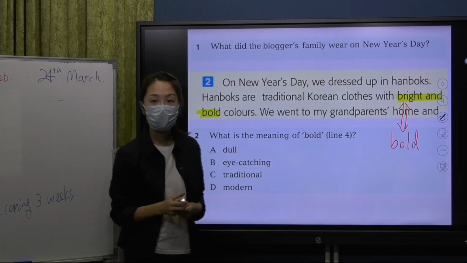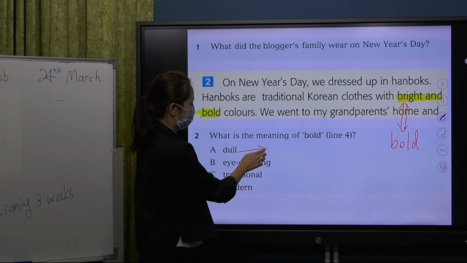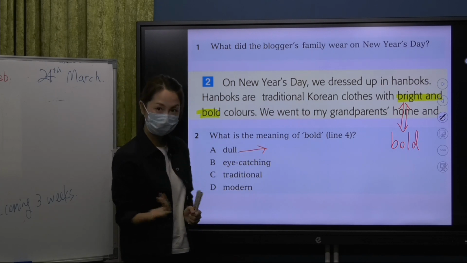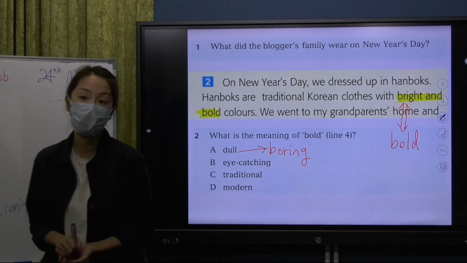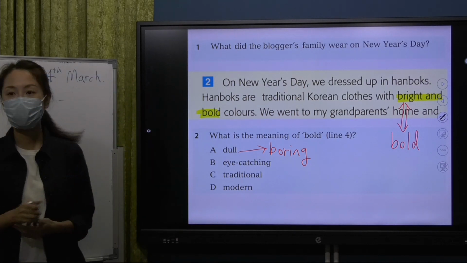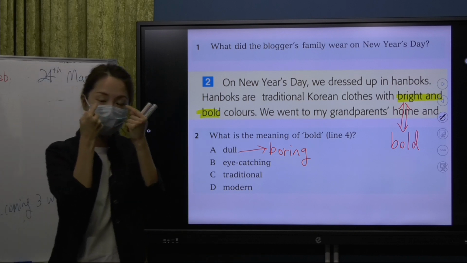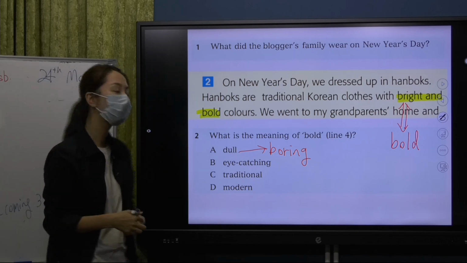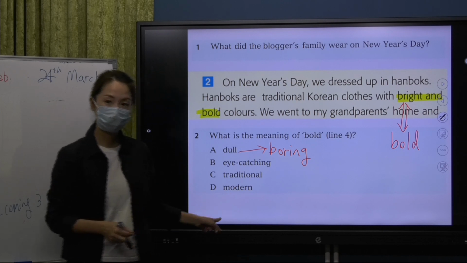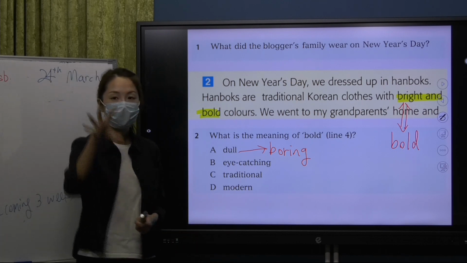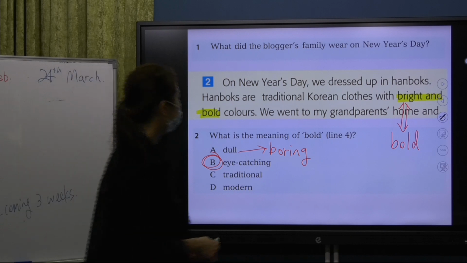So let's look at the first one, dull. Do you know the meaning of dull? Can you find a word that has the similar meaning? Dull. I think you have learned this one in your primary school, if you remember, okay? All work and no play makes Jack a dull boy, okay? Boring, it means boring, okay? And then eye-catching, what is eye? Eye, catching, 捉住. So if you catch your eyes, what kind of things catch your eyes, okay? And then traditional, 傳統的, okay? Traditional, modern, 現代的. So the answer very clearly should be eye-catching, right? Which is very close to bright, okay?